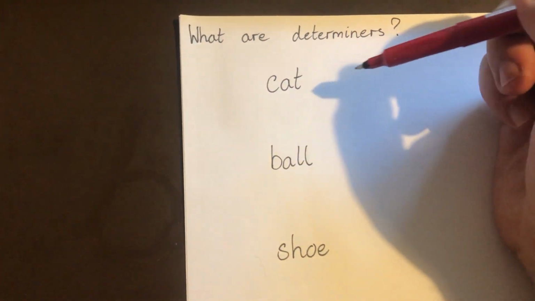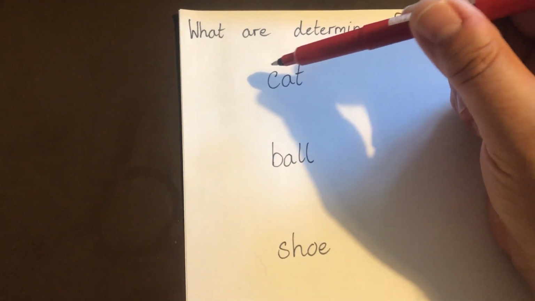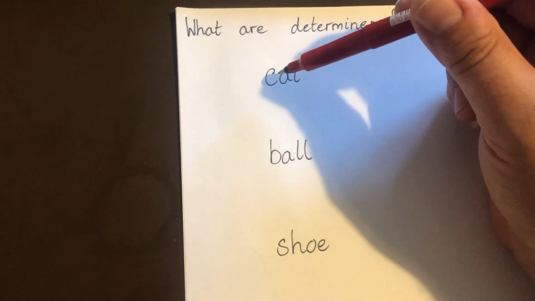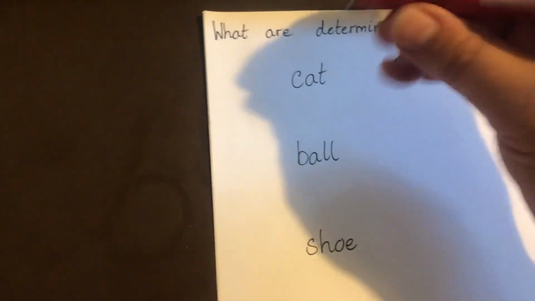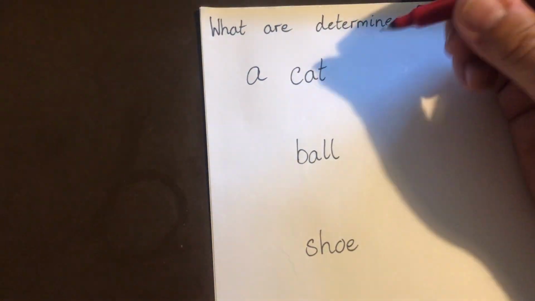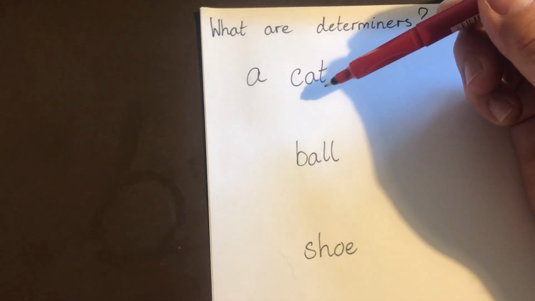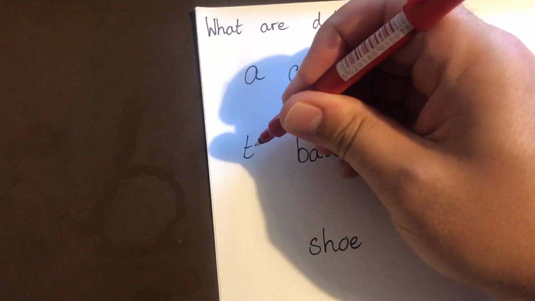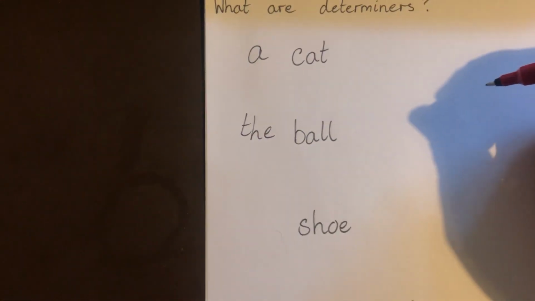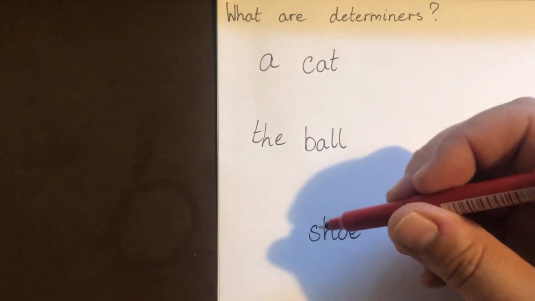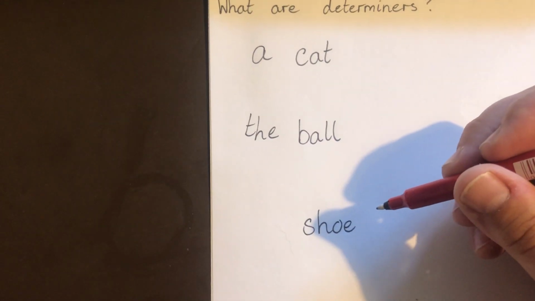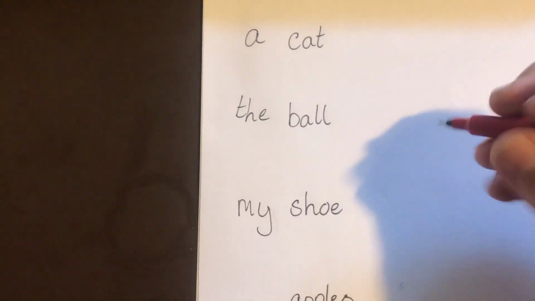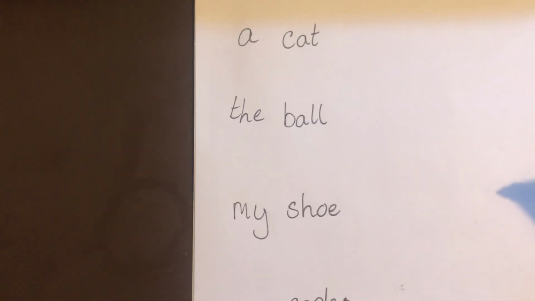If I was going to put this in a sentence, I couldn't just write cat sat on the wall. I need to put something. So I could put a. A would be a determiner. It would come before the noun. I could have the ball if I wanted to. That would be a determiner. I could have my shoe. My shoe, that would be a determiner, which comes before the noun.